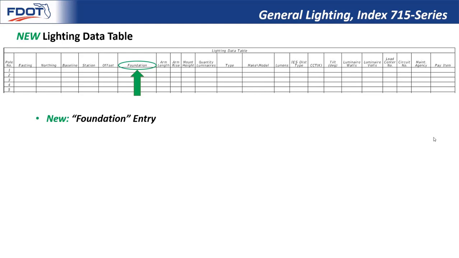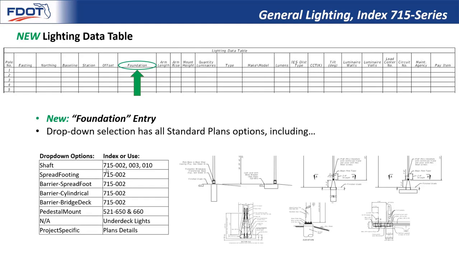And so next up, we have a new table entry for the foundation. And as part of this with the CAD tools, the new drop-down selection has all standard plans options, including the shaft option as shown in 715.002 that we discussed earlier. It's also in 003 for the utility conflict pole, as well as 010 for the high mast lighting. So here you can see it in 715.002 and then 715.010 for the high mast.